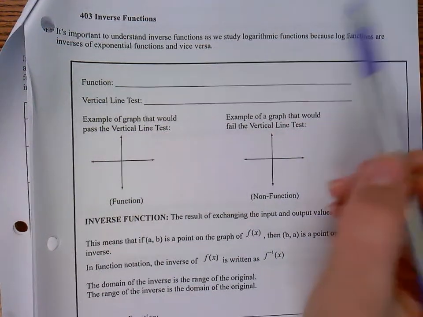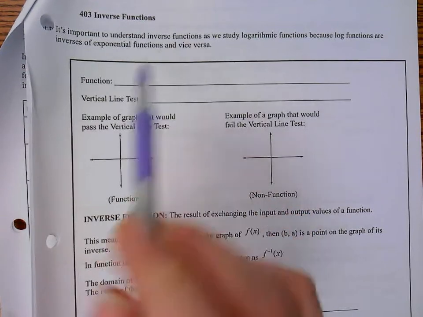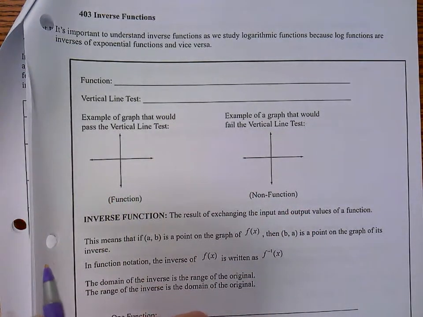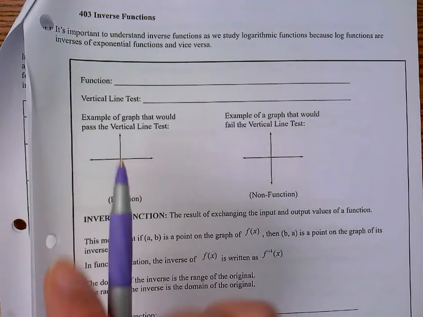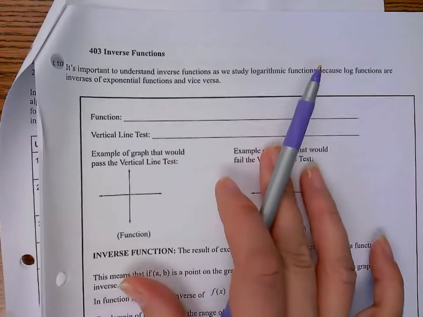Because log functions are inverses of exponential. So what are some other inverse functions you know? Addition goes with subtraction. They undo each other. Multiplication goes with division. Square root goes with squaring a number, x squared. So this is another set of inverse functions.